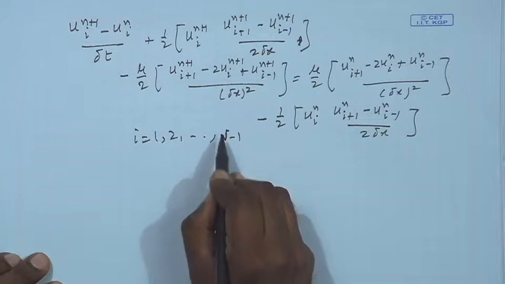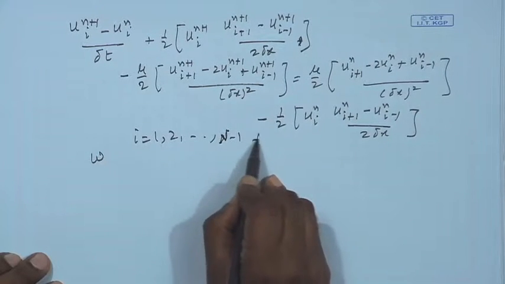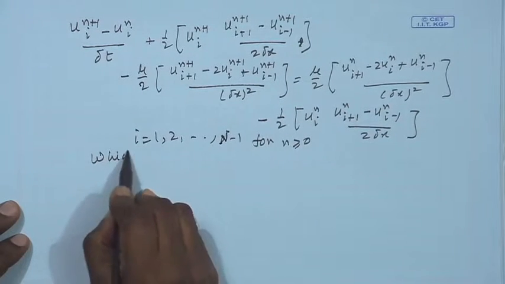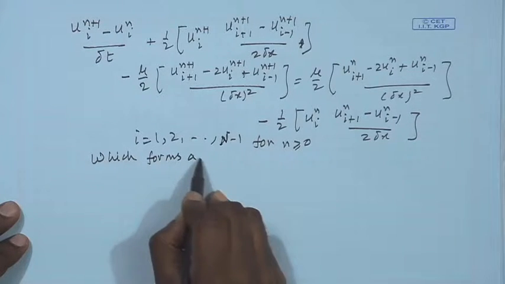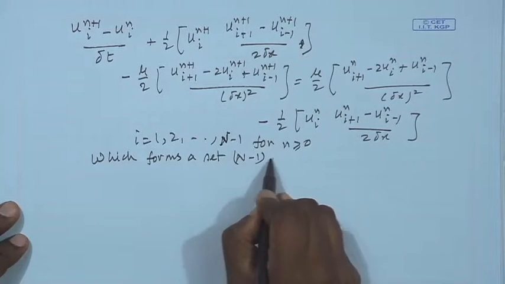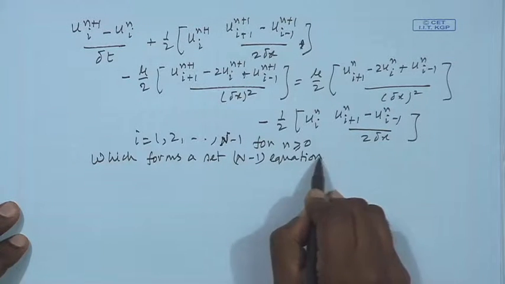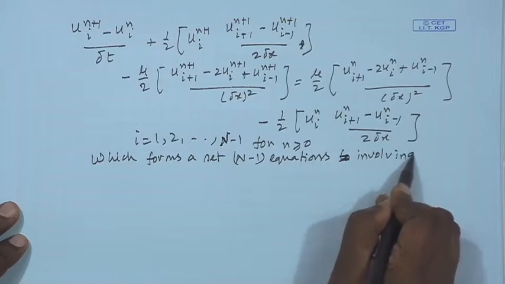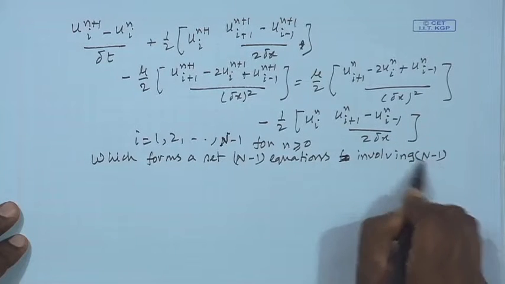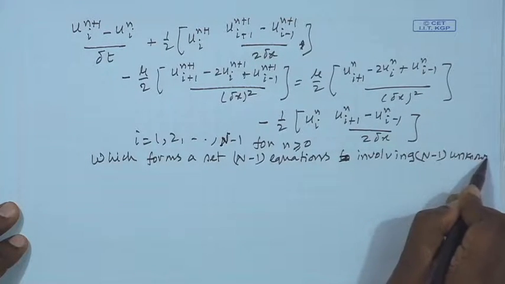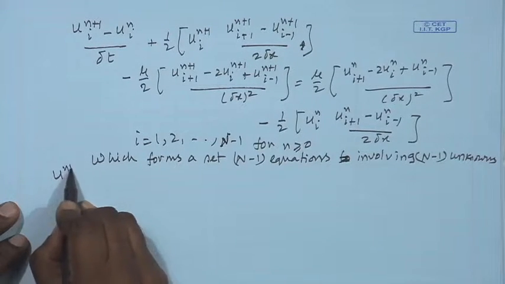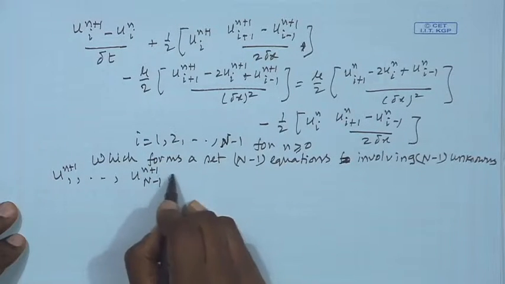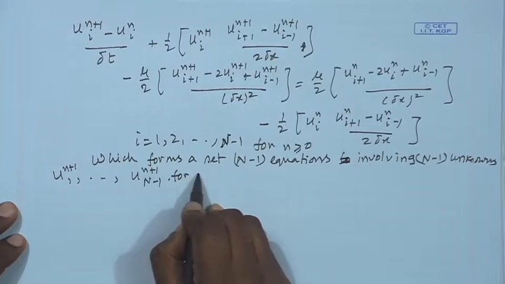So, for n greater than or equal to 0, this forms a set of N minus 1 equations involving the same number of unknowns, that is, N minus 1 unknowns u_1^{n+1} to u_{N-1}^{n+1}.